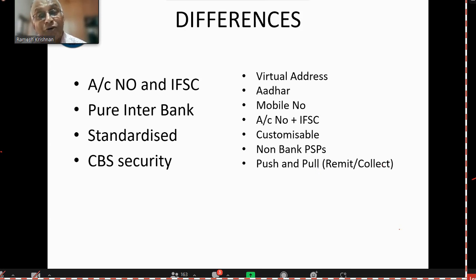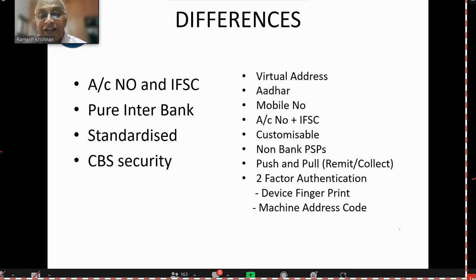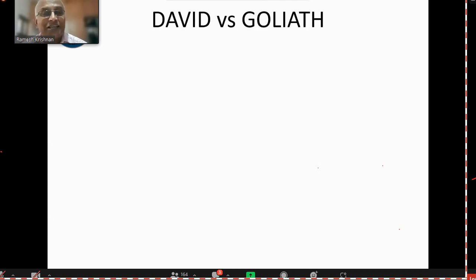But for collecting, you should not give your OTP, phishing, smishing, everything. 2-factor authentication. Yes, one is a device fingerprint, another is a machine address code. I already mentioned the IMEI number or something. Then there is a transaction PIN. So this OTP is a 3rd factor. This is just to cover the discussion.